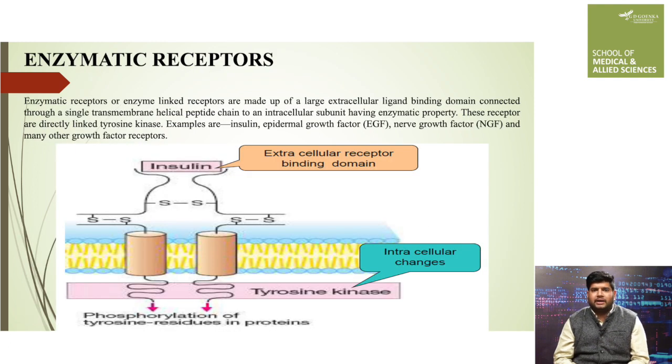Enzymatic receptor or enzyme linked receptors are made up of large extracellular ligand binding domains. It is connected through a single transmembrane helical peptide chain to an intracellular subunit having enzymatic property. Effector domain is directly linked to tyrosine kinase initiated cascade of events. Examples include insulin receptors, epidermal growth factors, nerve growth factors and many other growth factor receptors work in this fashion.